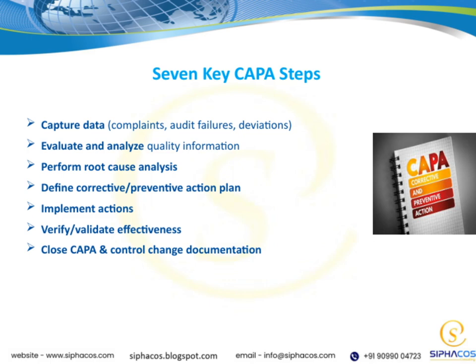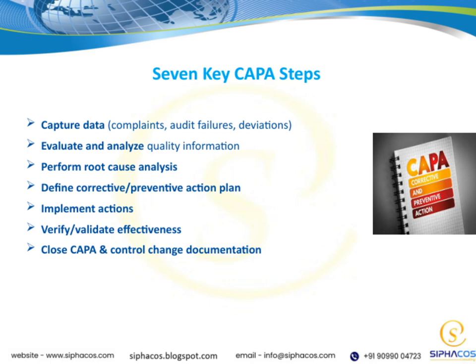Then, we perform a root cause analysis to understand the underlying reason behind the problem, rather than just treating the symptoms. Once we know the cause, we move on to defining a corrective and preventive action plan. This plan outlines what specific actions need to be taken to fix the issue and prevent it from recurring. Afterward, we implement these actions, making sure they are executed effectively.